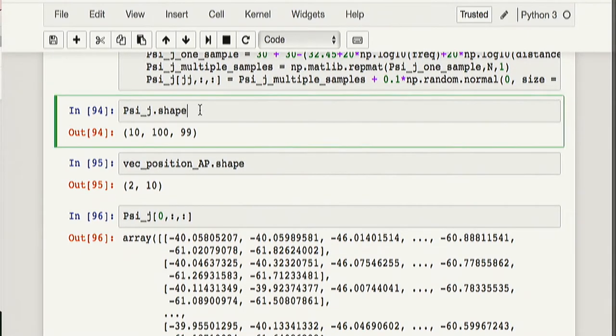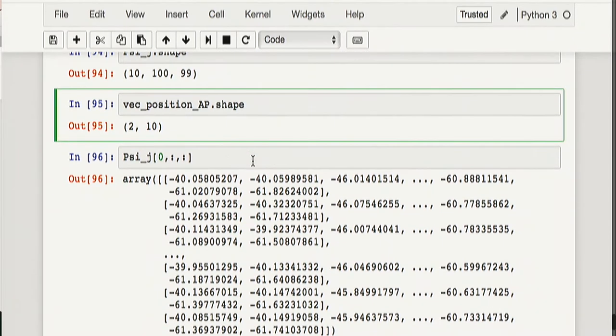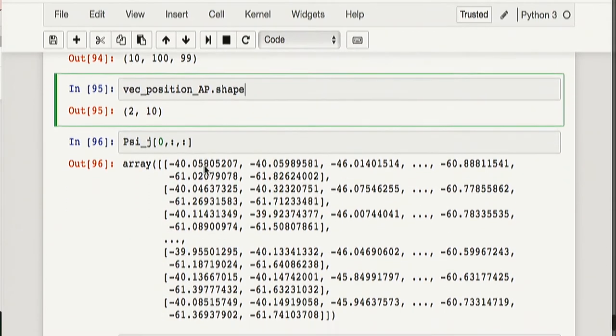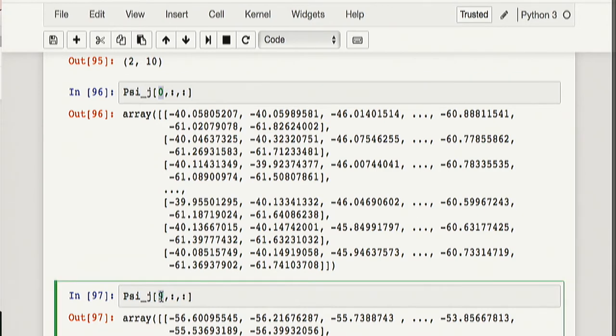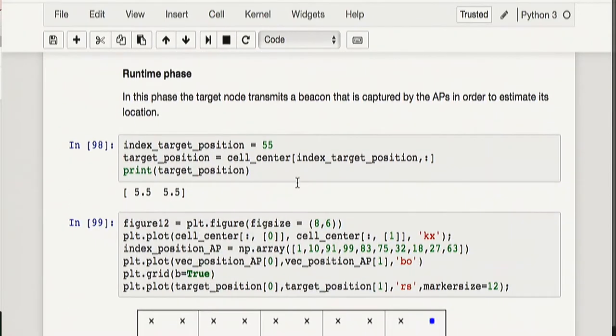As you can see, the dictionary has this size. This size corresponds to the number of access points you have, the size of the grid, and the number of time snapshots that you are reading. That's the complete dictionary of the radio localization algorithm. This is, for instance, for the first access point, and this is for the 10th access point, okay? So they have different dictionaries because each access point is receiving a different perspective from the transmitters because they are spatially distributed.